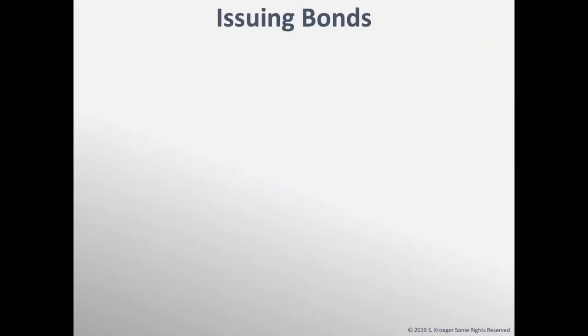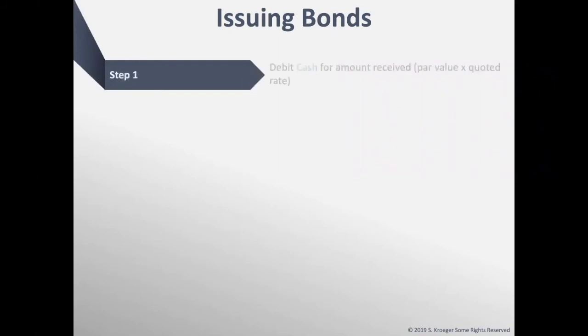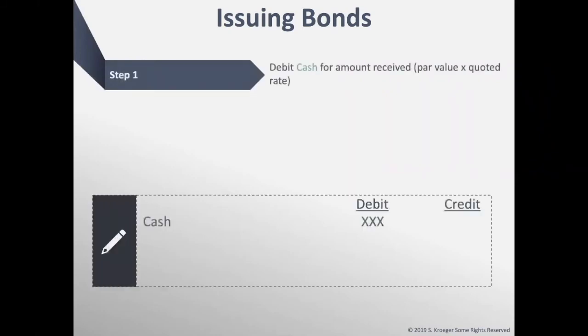The issuing procedures are somewhat similar to issuing stock, with a few minor adjustments. There are still 3 steps. The first step is the same as with issuing stock. We need to debit cash for the amount the company is receiving from selling the bond. The cash amount could be for the par amount, or it could be higher or lower. You would multiply the par value by the quoted rate.